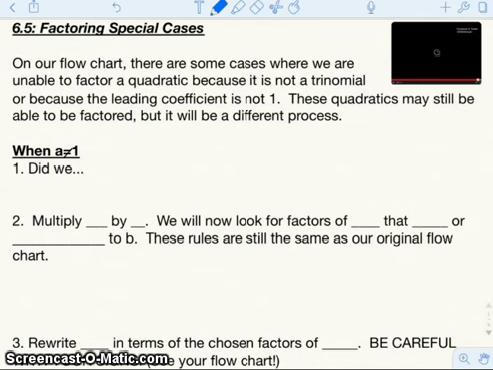So the first thing you want to ask yourself is, did we factor out a GCF? Because if you factored out a GCF and the leading coefficient is now a 1, you can hop back into the chart. If you factor out a GCF and the leading coefficient still isn't a 1, then you want to do that. So make sure you're factoring out a GCF first.